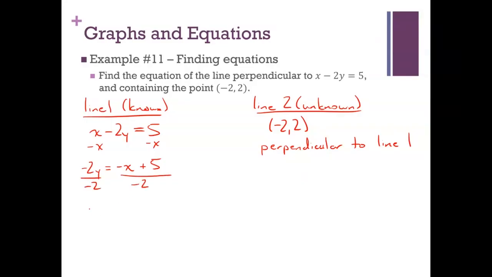Divide by negative 2. So y is equal to positive 1/2 x minus 5 over 2. So what did we just learn about line number 1? The slope is what? 1/2. So what is the slope on line 2? What was that? Negative 2. Negative 2. So the reciprocal and also change the sign.